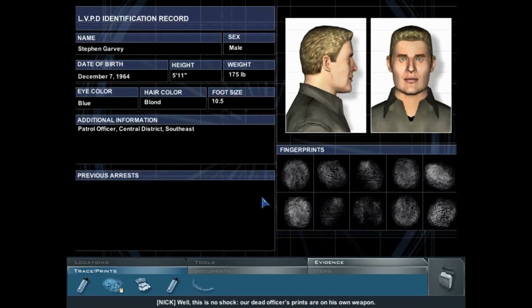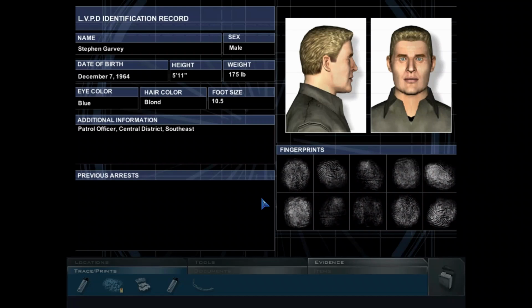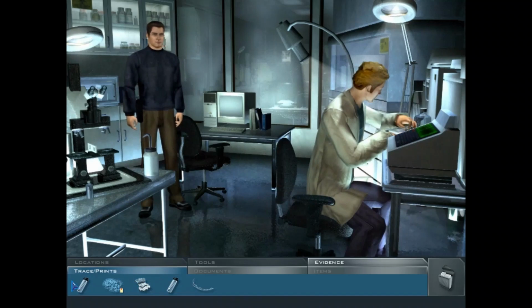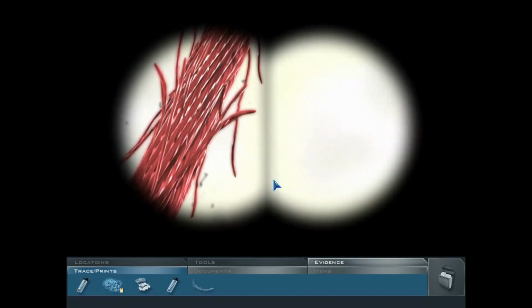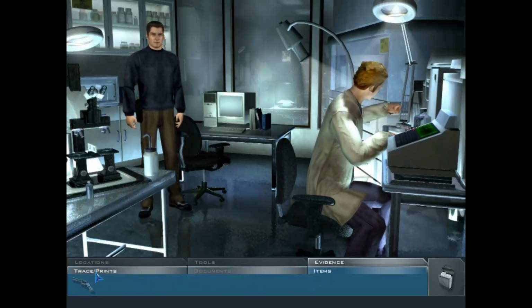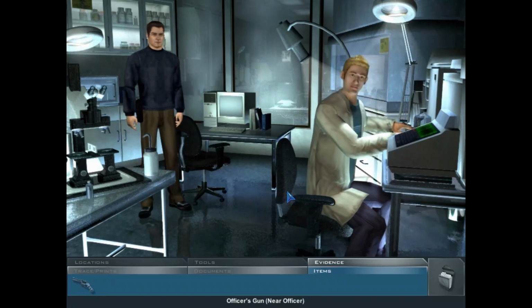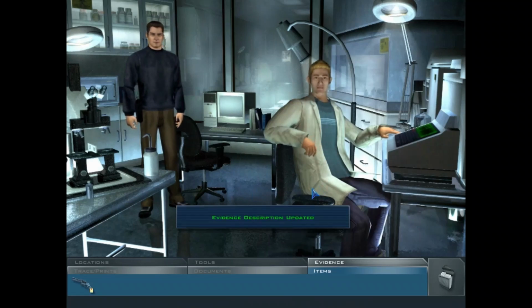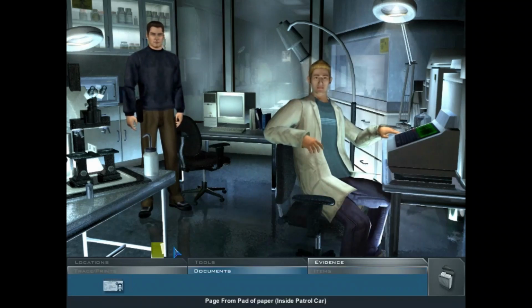Well, this is no shot. Our dead officer's prints are on his own weapon. Garvey's weapon, clean barrel, fully loaded, not fired recently. I used an electrostatic detection apparatus to see if the previous page's message made a big impression. Sorta like I do. Here's what came up. Tropicana Avenue, car on roadside, needs assistance.